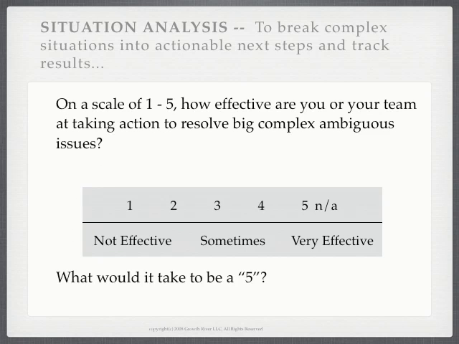On a scale of 1 to 5, consider how effective you or your team is at taking action to resolve big, complex, ambiguous issues. A 1 would be not effective, a 5 would be very effective, and a 3 would be sometimes effective. If you or your team is at a 4 or less, situation analysis is a tool that you should probably adopt and would probably really help you to move forward in a more effective way. If you have answered less than a 4, take a moment to consider what it would take for you to be a 5.